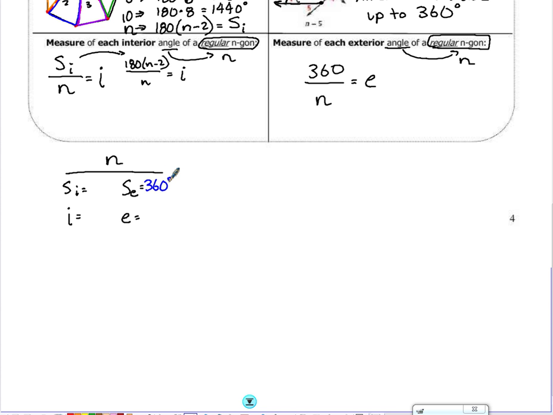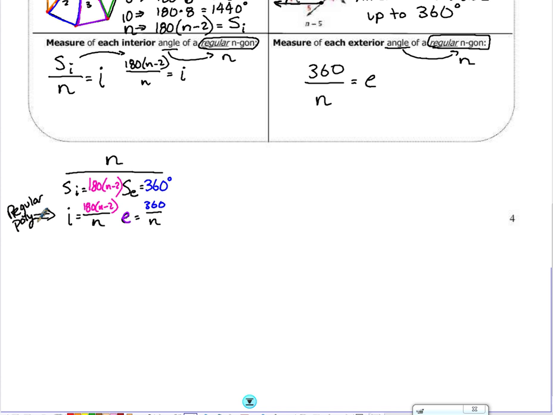To find E, all you have to do is divide 360 by the number of sides that's listed above. Again, we talked about the sum. The sum is always going to be 180 times n minus 2. And to find I, we take that 180 times n minus 2 and divide by n. I and E only apply when it's a regular polygon.